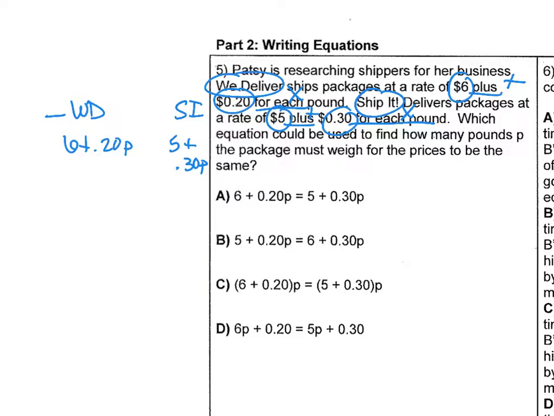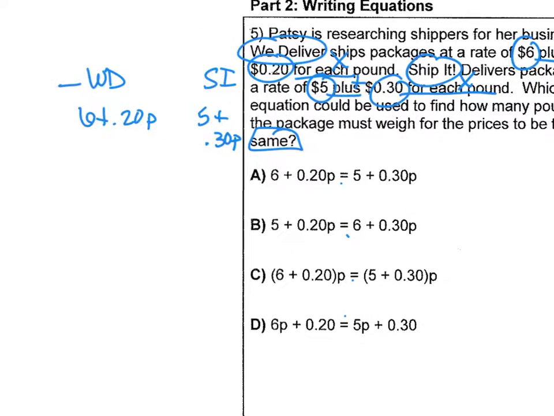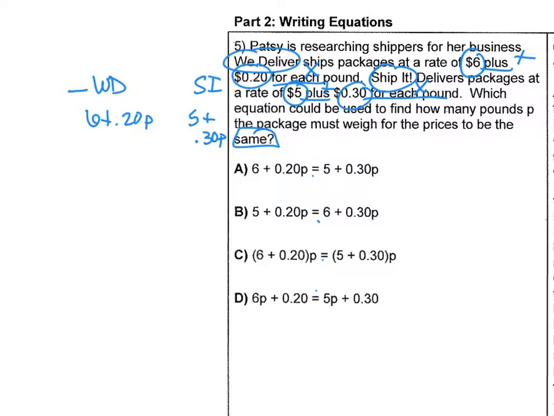So which equation can be used to find out how many pounds the package must weigh for the prices to be the same? So they all have an equal sign in the middle. Okay, so the 6 and the 0.20 should be together, 5 and 0.30 should be together. So already I could get rid of B.